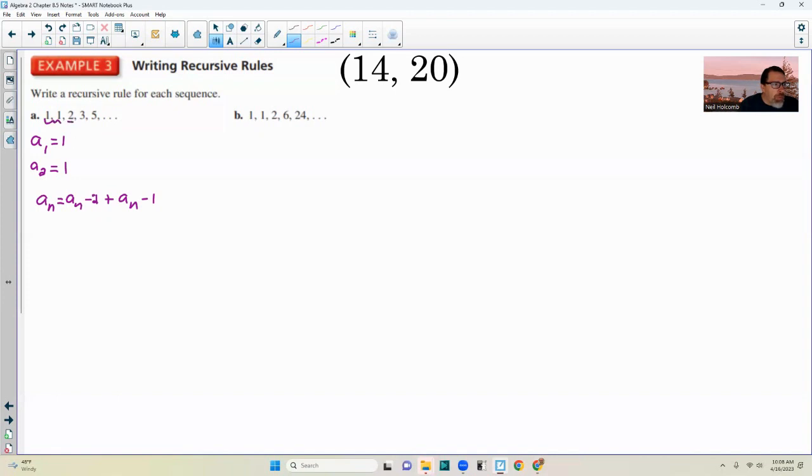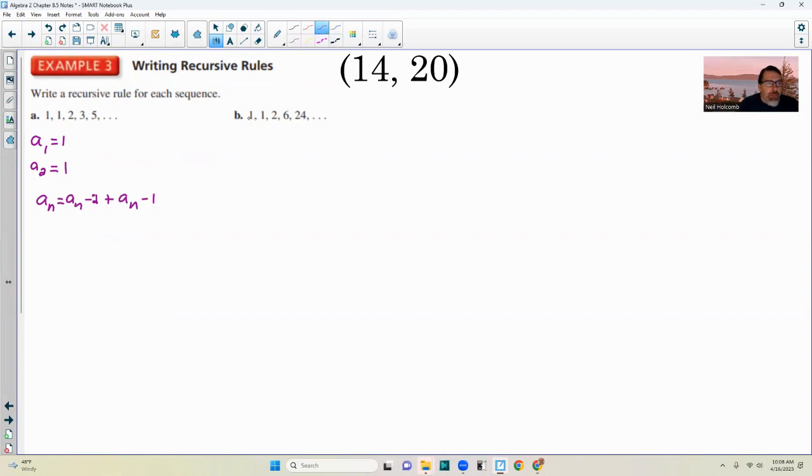Well, it's 2. What's 1 plus 2? It's 3. What's 2 plus 3? It's 5. What's 3 plus 5? 8. What's 5 plus 8? 13. 8 plus 13, 21. And it just goes on and on forever and ever. Okay. So that is the Fibonacci sequence. So the rule for the Fibonacci sequence is the term you're talking about, minus 2, plus the term you're talking about, minus 1.